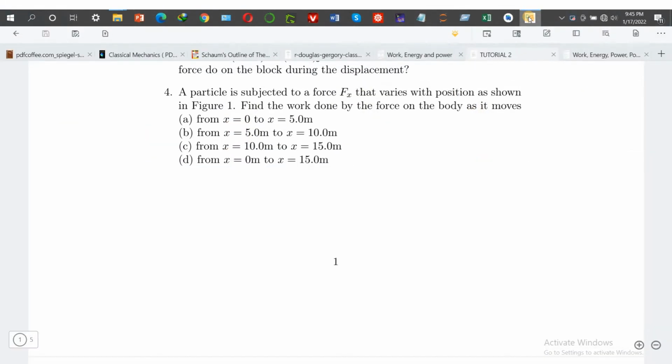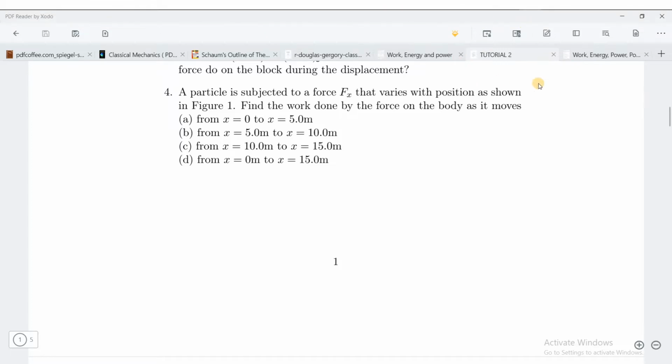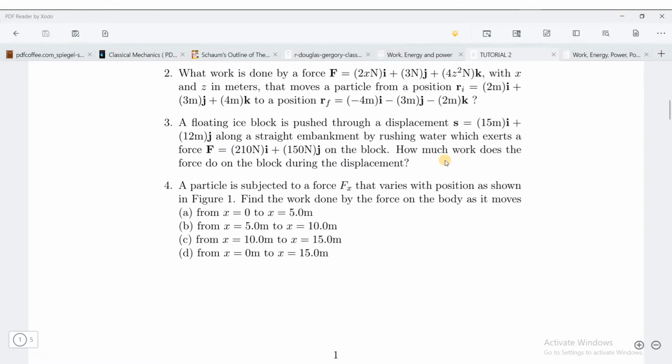Alright, so in this session we're going to look at the second example. Previously we saw the first example, which was also involving work, and in this one we're going to look at another example.